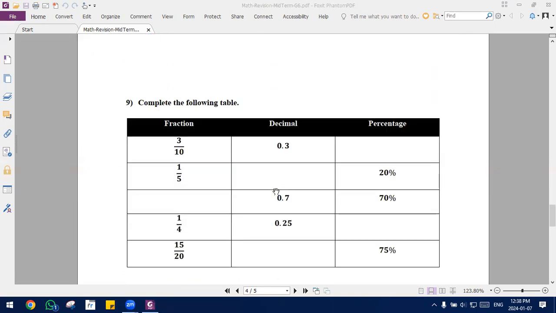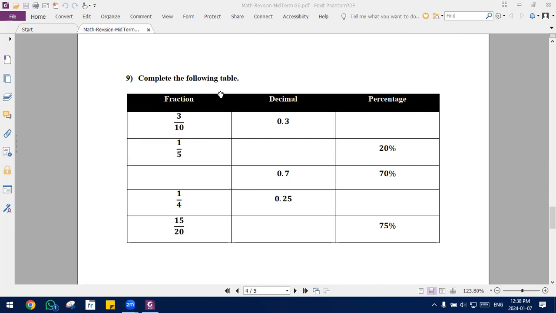Nice. Okay, next, complete the table. Here in this table we have fraction, decimal, and percentage. We said that to convert from fraction to decimal, the denominator must be 10 or 100. Now, to convert decimal to percentage, we just multiply it by 100. And then we put the percentage value.